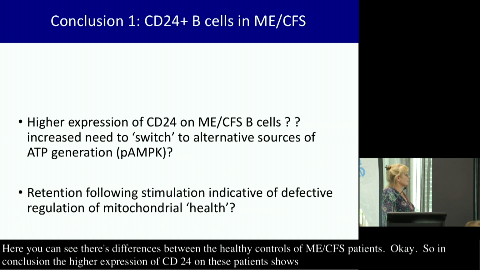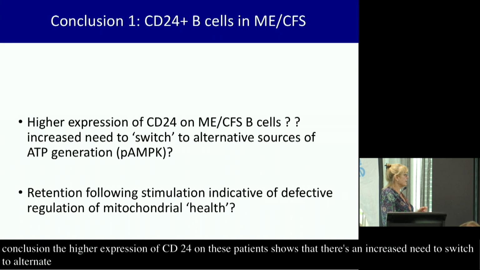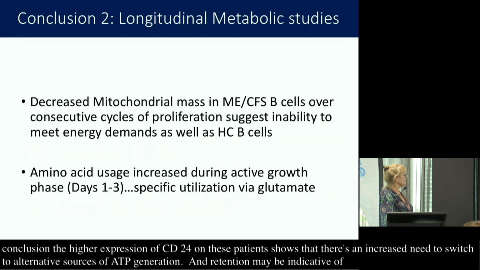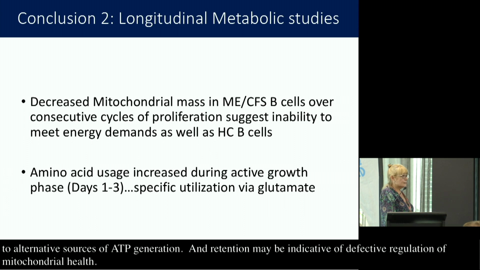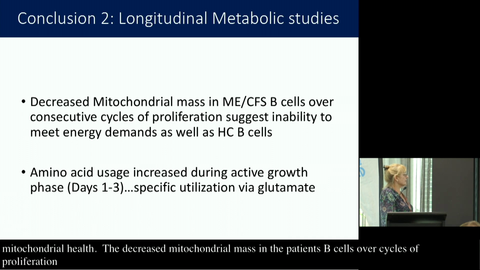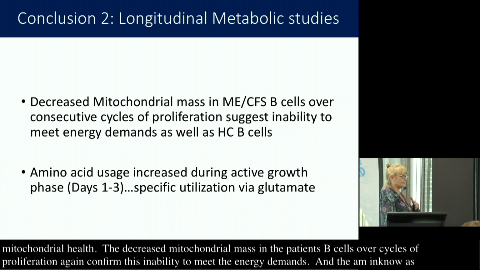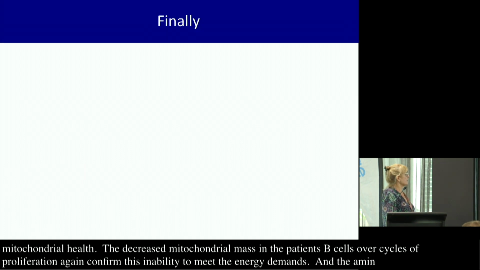Okay, so in conclusion, the higher expression of CD24 on these patients shows that there's an increased need to switch to alternative sources of ATP generation, perhaps through AMPK. And retention may be indicative of defective regulation of mitochondrial health. The decreased mitochondrial mass in the patient's B cells over cycles of proliferation, again, confirm this inability to meet the energy demands. And the amino acid usage is also of interest, and it seems to be very selective.